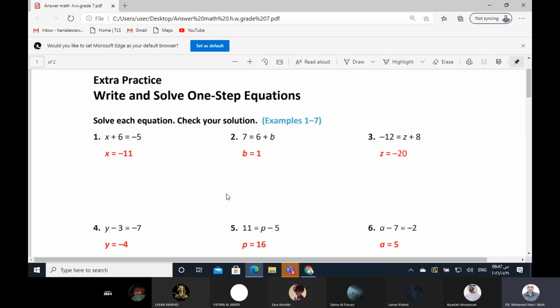Math grade 7. We are in module 6, lesson 1: write and solve one-step equations. Today we have extra practice. We want to check the homework of yesterday. The question here: solve each equation and check your solution.